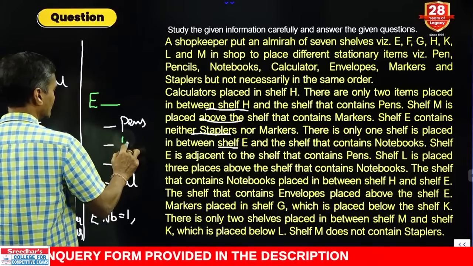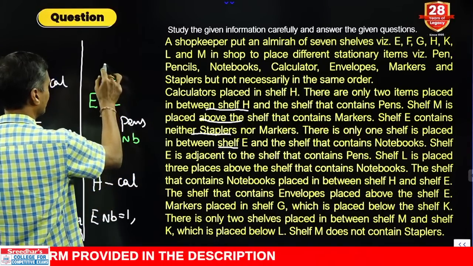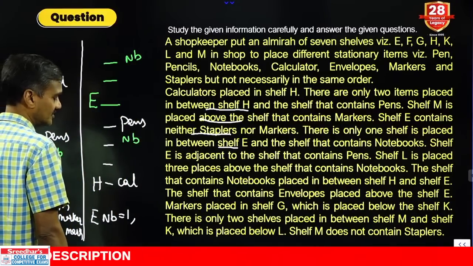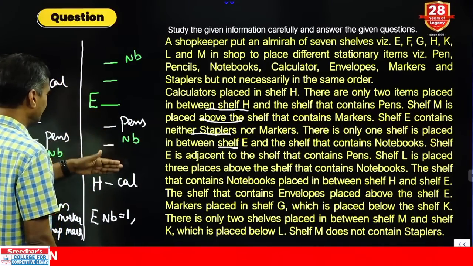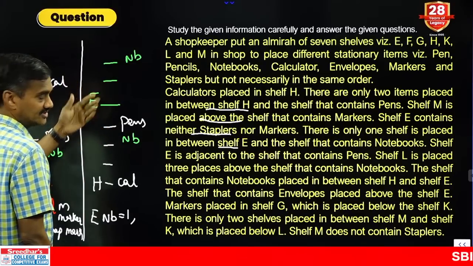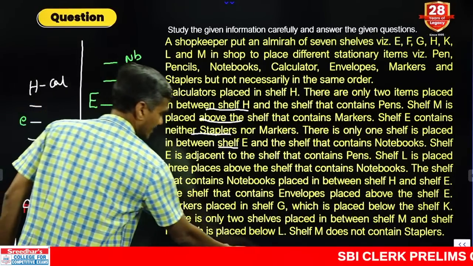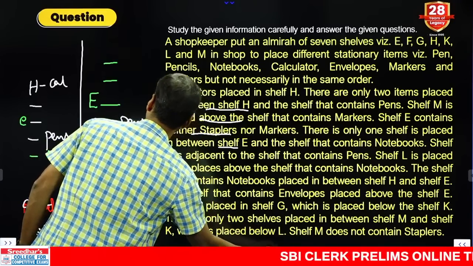Now in this case notebook can be here or notebook can be at this place. So how many possibilities do we have? 2 possibilities for this notebook. Either notebook can be below or notebook can be above, isn't it? Here also we take notebook below, and we are following a certain particular order.